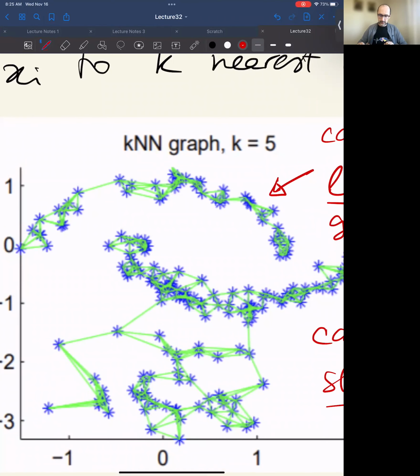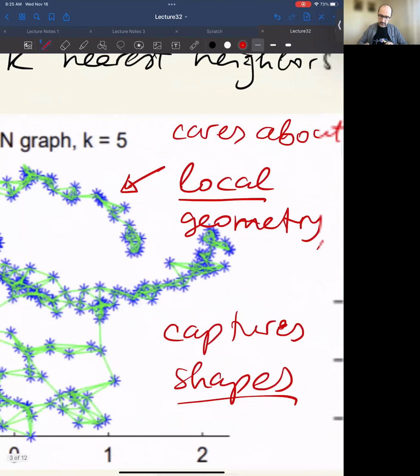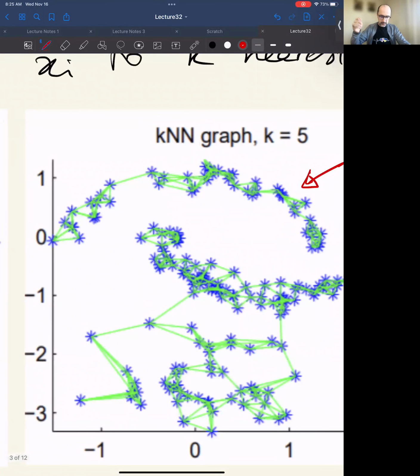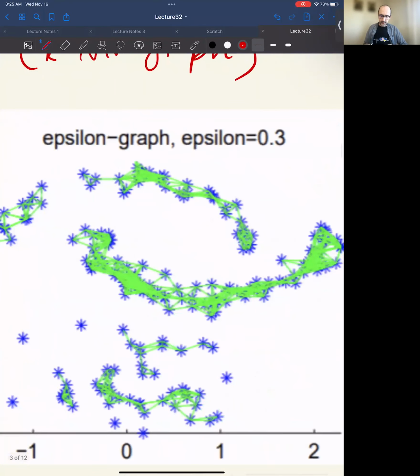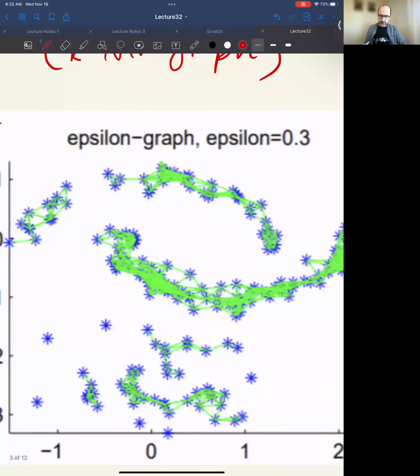So we construct, what is it? K equals 5. So I can connect each point to its 5 nearest. I don't think it's 5. I think it's 3, or maybe 4. I don't know, something like that. Or we can do the epsilon graph, just connect the points that are close to each other. Results are pretty much the same.